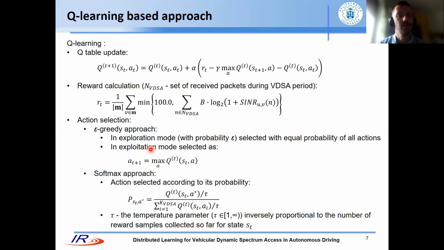The other alternative is to use the softmax approach, where we don't have the strict division between the exploration and exploitation mode with given probability, but rather we select our action according to its probability that's calculated based on its Q values, which are weighted by the so-called temperature parameter, right? So this temperature parameter is between 1 and infinity. In our case, it's inversely proportional to the number of reward samples collected so far for state S_t. So of course, if we have a low number of samples, then it goes towards the uniform distribution. If we have a high number of samples for a given state, then it will go towards the greedy option.